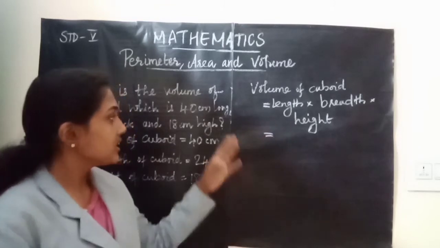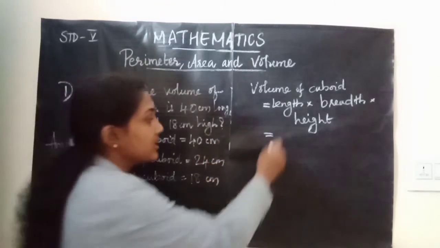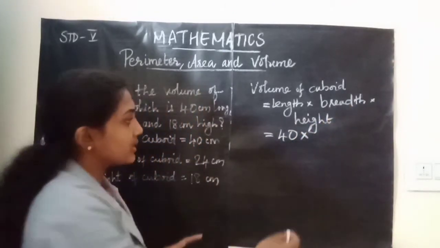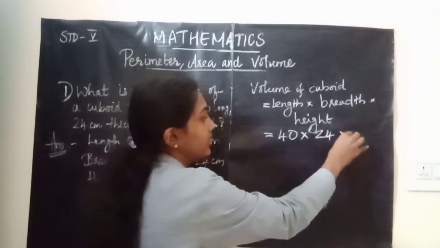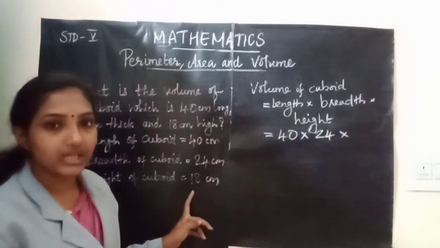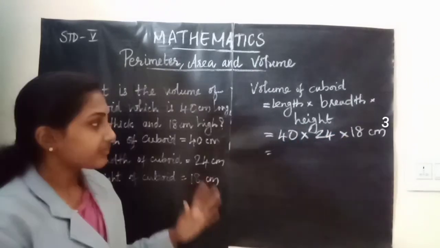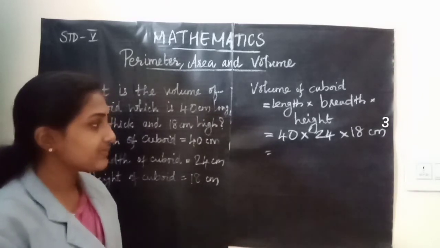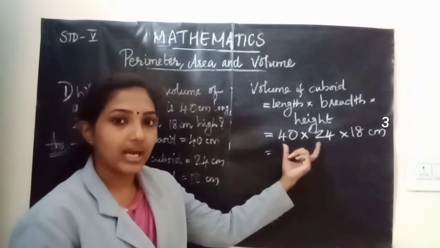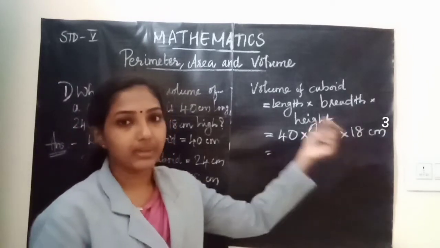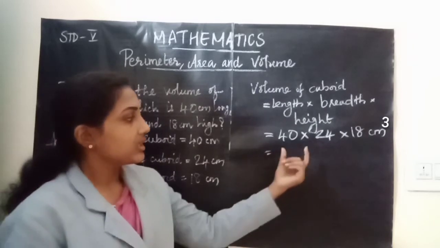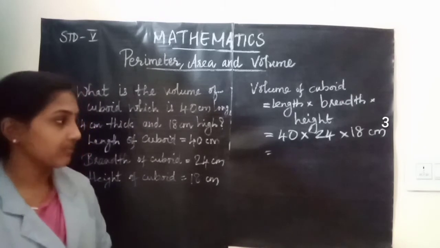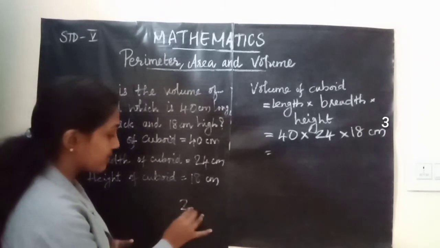Okay, so writing the measurements. Here the length is 40 centimeter. So we can write length is equal to 40, into breadth is equal to 24, into height is equal to 18. And now to find the volume, we need to do the multiplication. So first we will multiply the first two numbers, and then to that product we will multiply 18. So here the first two numbers are 40 and 24. So we will multiply 40 into 24.